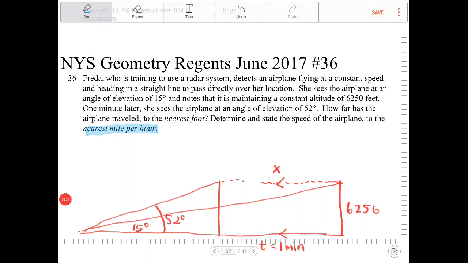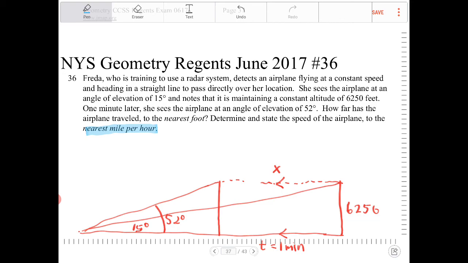Frida, who is training to use a radar system, detects an airplane flying at a constant speed and heading in a straight line to pass directly over her location. She sees the airplane at an angle of elevation of 15 degrees and notes that it is maintaining a constant altitude of 6,250 feet.